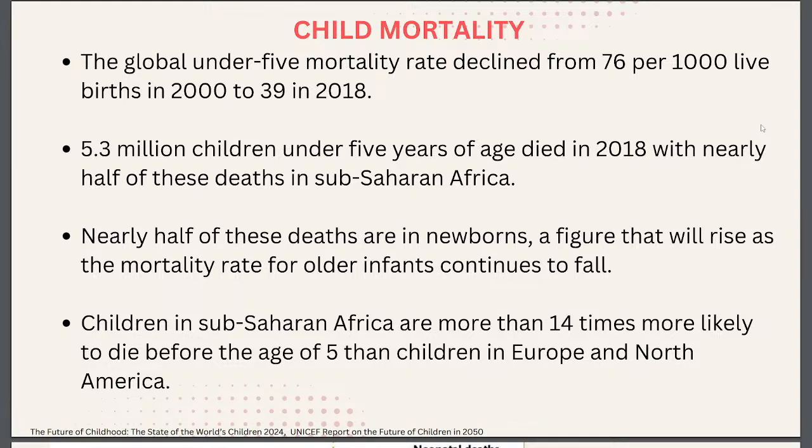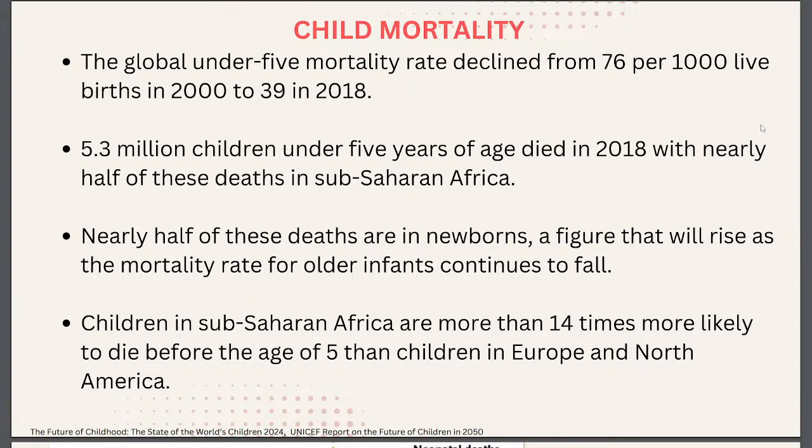And children in sub-Saharan Africa are more than 14 times more likely to die before the age of 5 than children in Europe and North America. In Africa, death among children is so common that people do not name their children before their first birthday. They say it might not be a very useful thing to name a child because that child might not survive to see his first birthday. So that is how common child mortality is, about 14 times more likely to die before the age of 5 than children in Europe and North America.